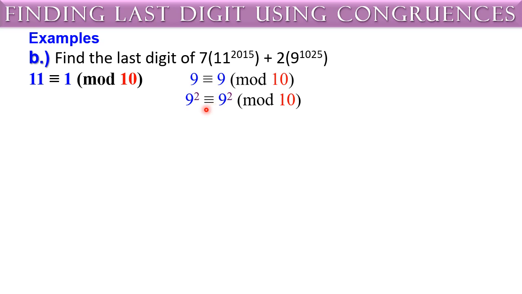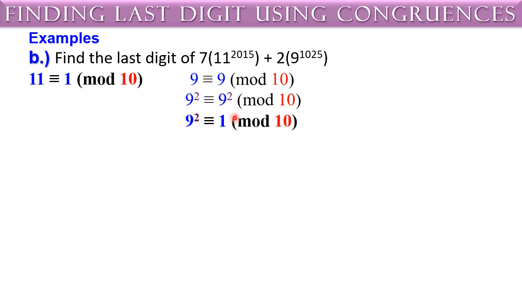Squaring both sides, we will have 9 squared is congruent to 9 squared modulo 10, wherein this expression can be rewritten as 9 squared is congruent to 81 modulo 10. Thus, simplifying, we will have 9 squared is congruent to 1 modulo 10. Since the remainder is already 1, we are going to stop.